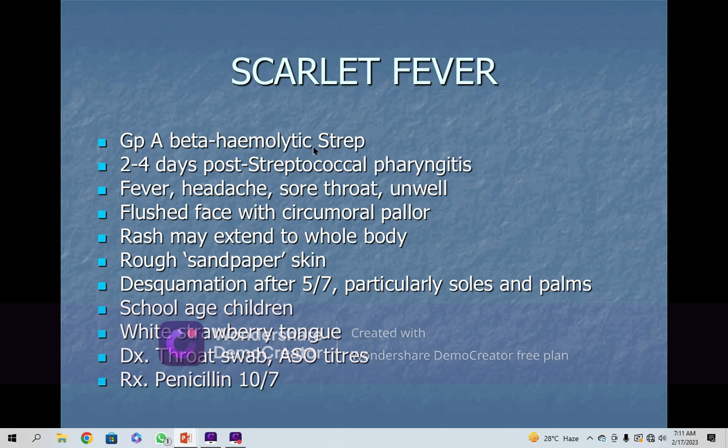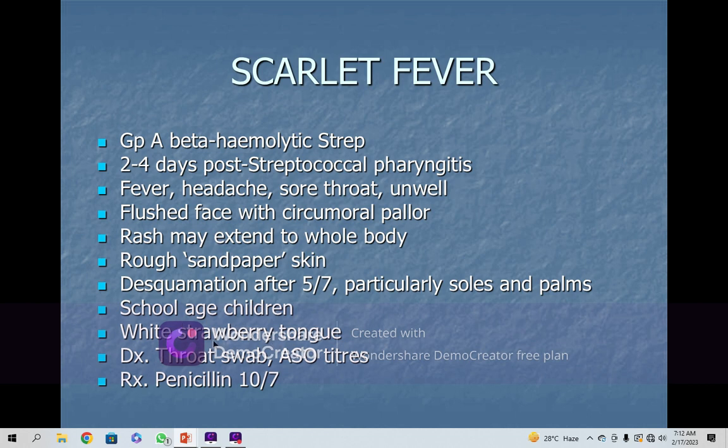It is the group A beta hemolytic streptococcus which causes scarlet fever. 2 to 4 days post streptococcal pharyngitis: fever, headache, sore throat, feeling of unwellness, and flushed face with circumoral pallor. Rash may extend to the whole body. It is first centripetal, then it becomes centrifugal. And rough sandpaper skin, this is important. You know what sandpaper is? It's very rough. Desquamation occurs in about 5 to 7 days, particularly the soles and palms peel off. It is usually seen in school age children, about 5 to 10 years of age.